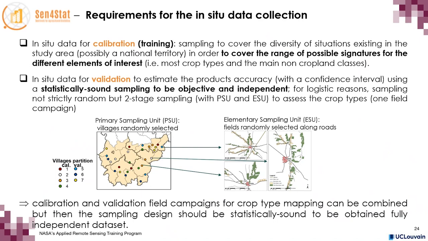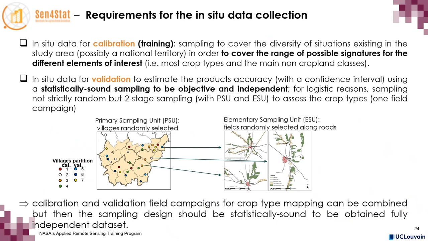Another use of the in-situ dataset is the validation to estimate the product accuracy. To do so, you need to rely on a statistically sound sampling to be objective and independent. Of course, ideally, you will have to sample randomly throughout the study area. However, for logistic reasons, sampling completely random is not feasible. And we would rather prefer a two-stage sampling to assess the crop type at different scales.